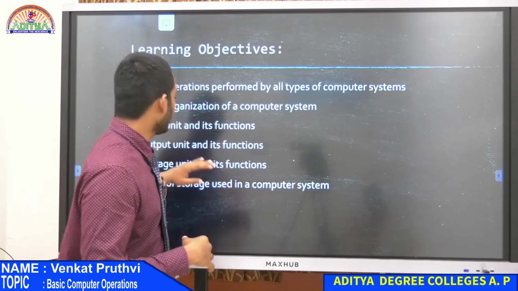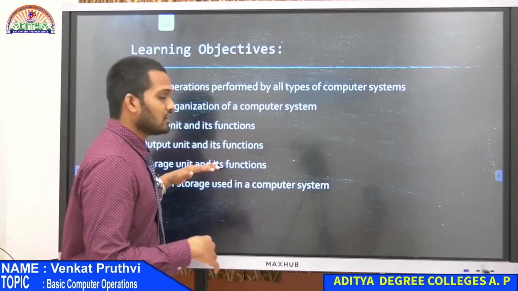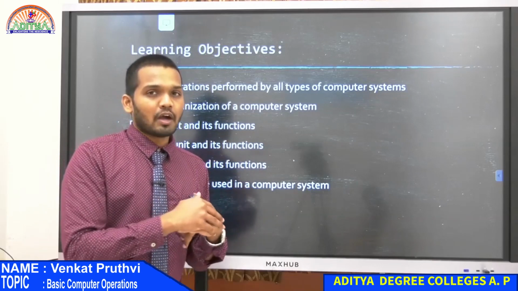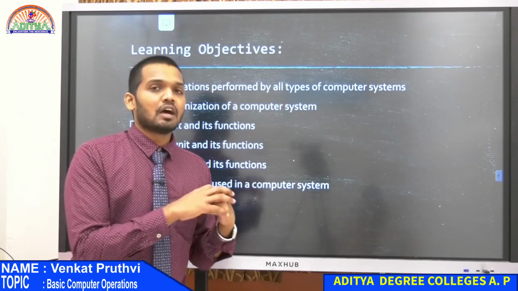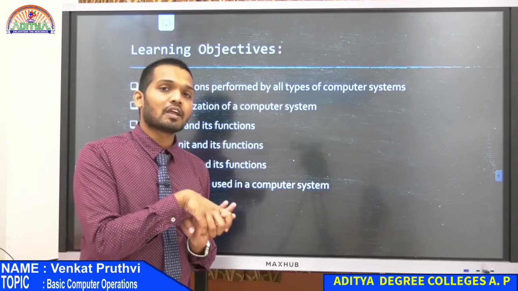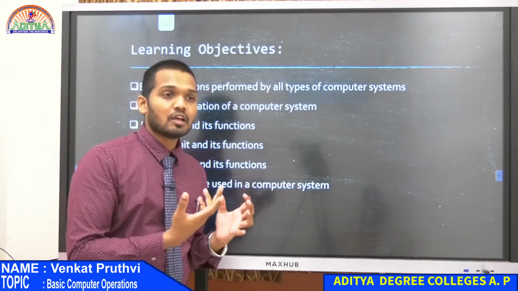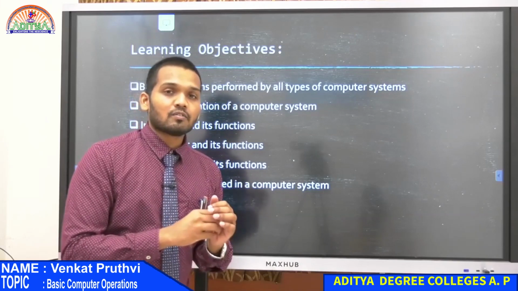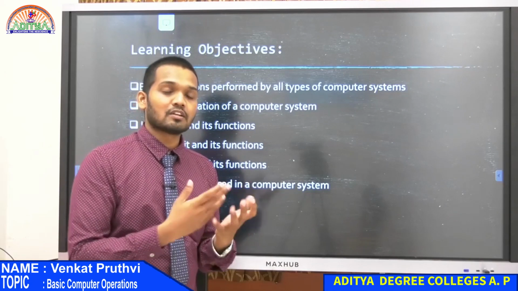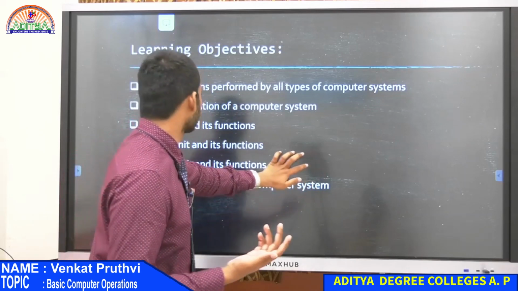And then we have the output unit, storage unit, and types of storage. These three we will only cover briefly, where we'll try to understand what an output unit is and what its functions are. After that, we'll see what a storage unit is used for, and how many different types of storage units we have. And in the later units, we'll understand how these storage units work, what the architecture is, and how it is designed to store data. That we'll see in the later classes.